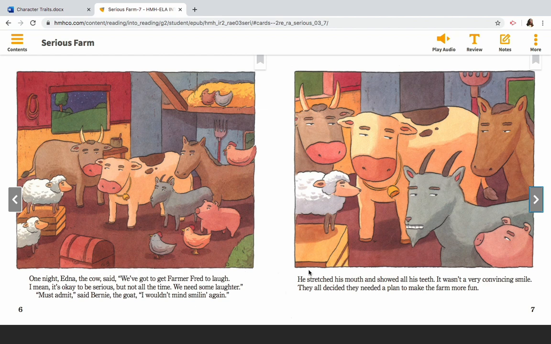He stretched his mouth and showed all his teeth. It wasn't a very convincing smile. They all decided that they needed a plan to make the farm more fun.